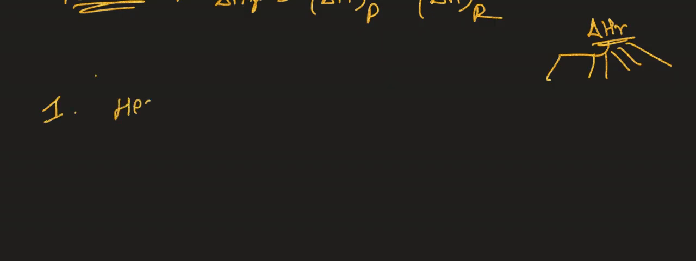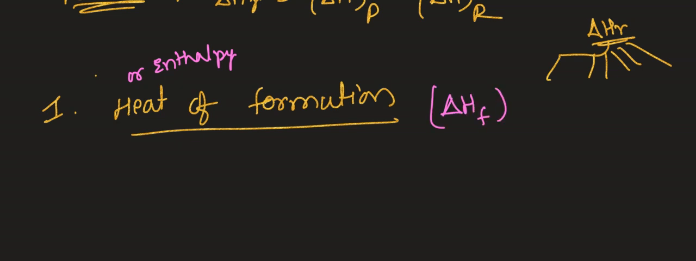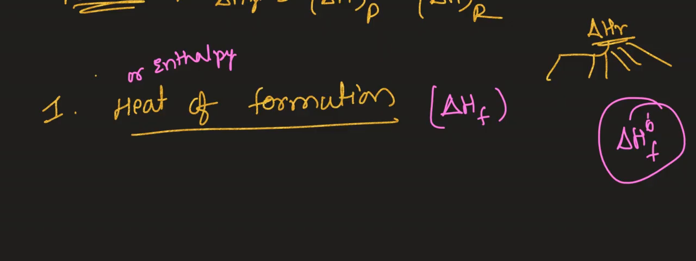The first one is what? Heat of formation. If I use the standard condition, then what should you say? Standard heat of formation. What is the other name of heat? Enthalpy. You can call it enthalpy of formation, or if you want, you can call it heat of formation. So how to denote heat of formation? Enthalpy means delta H. Formation means F. So whenever you see this symbol, it means enthalpy of formation. If I write delta H not F, what is the meaning of this symbol? Standard enthalpy of formation.